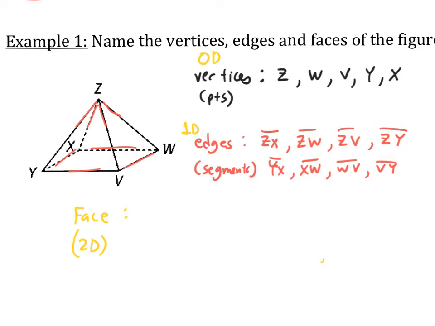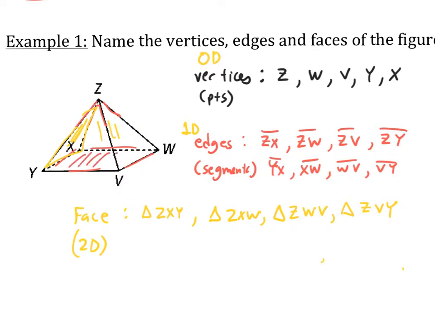All right, so now my faces are as follows. I'm going to do the 4 that are going down from Z. So one of them is triangle ZXY, which is over here. Then another one is triangle ZXW in the back. Triangle ZWV on the right side. And finally in the front, triangle ZVY.